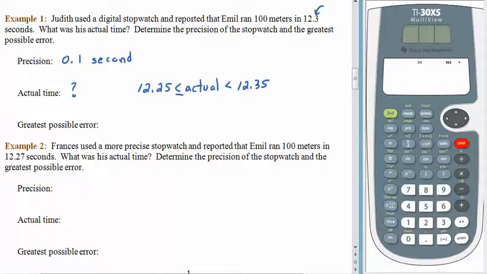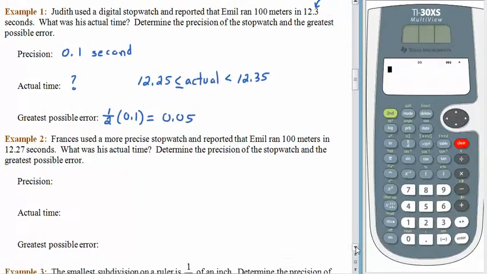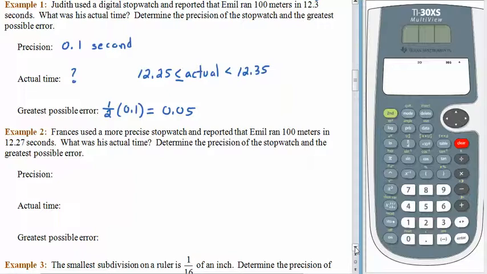The greatest possible error is 1/2 of the precision, which is 0.05. And that, of course, is the difference between this edge and the middle that was reported. Okay, that's pretty much it. Precision, the actual, and the greatest possible error are all related, and figuring them out is pretty straightforward. Pause the recording and you try example 2 on your own. Come back when you're ready.